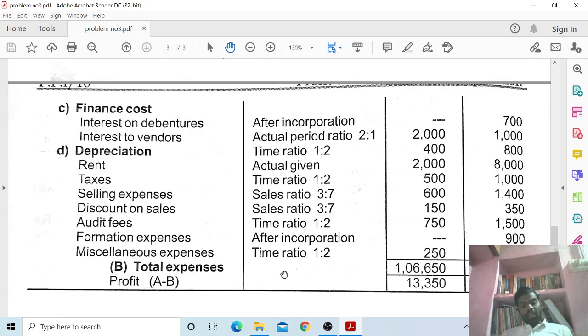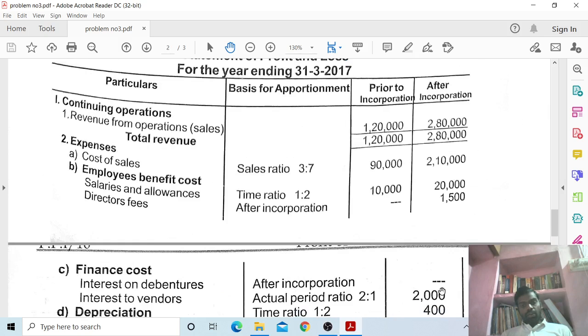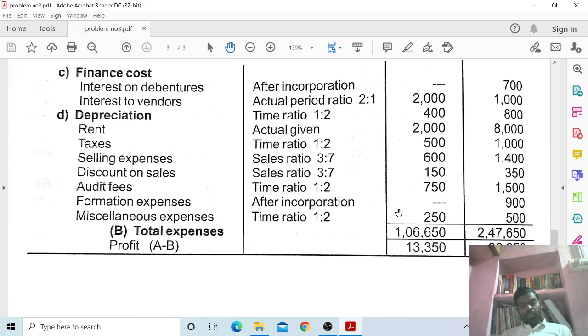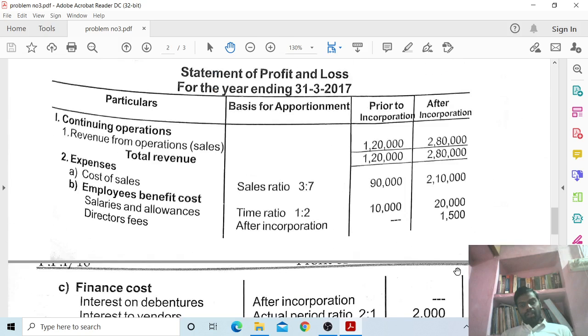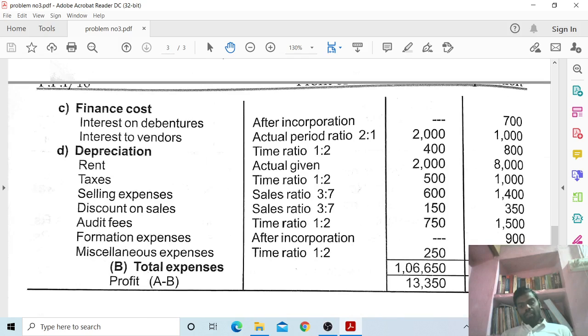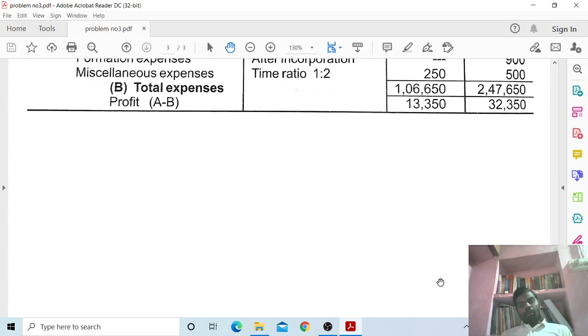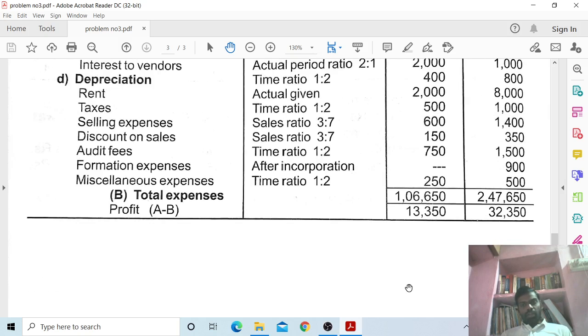Total expenses of B are 1,06,650 for the prior incorporation period and after incorporation period total 2,47,650. So now I have profit, A minus B. 1,20,000 minus 1,06,650 gives 13,350, the prior incorporation profit. After incorporation profit: 2,80,000 minus 2,47,650, so I have to take 32,350 as the after incorporation profit. So this is the problem of profit prior to incorporation period.